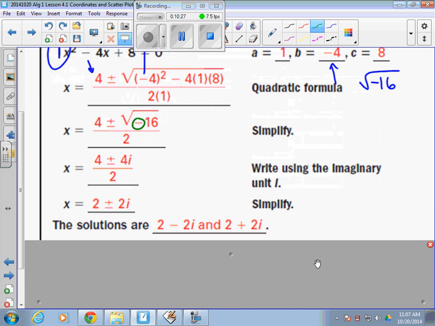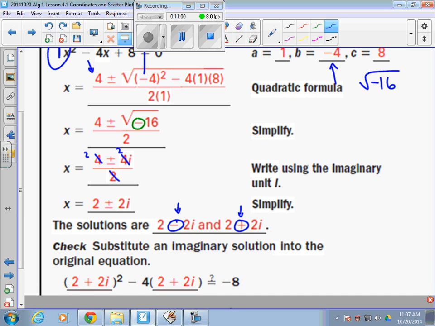So your solutions are both 2, minus... they just put the minus first, I'm not sure why, 2 minus 2i, because when you divide at this step, 2 goes into itself once, and it goes into 4 twice, and into 4i 2i times. So that's why it becomes 2 plus or minus 2i. The first one is 2 minus 2i.